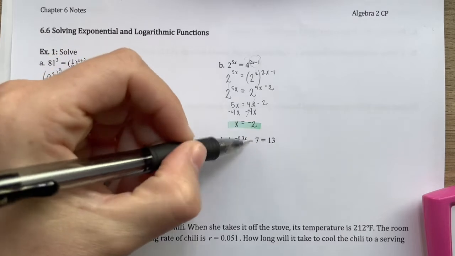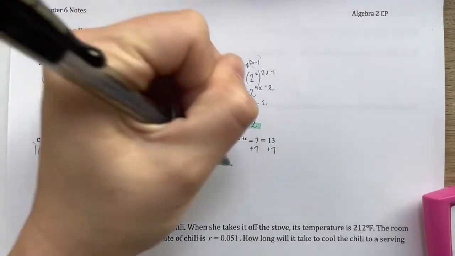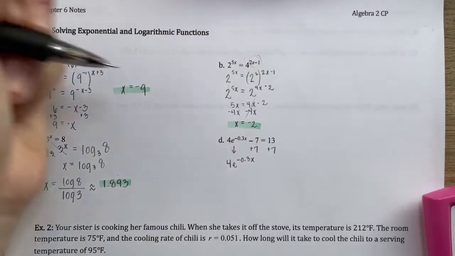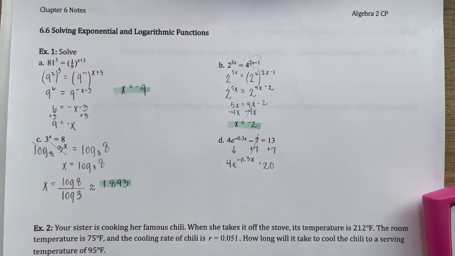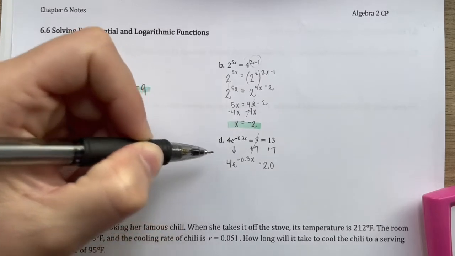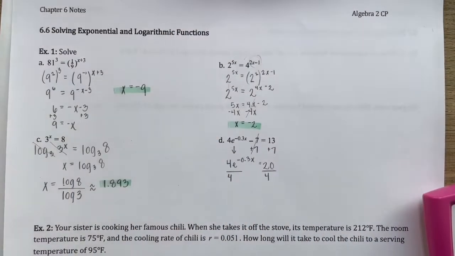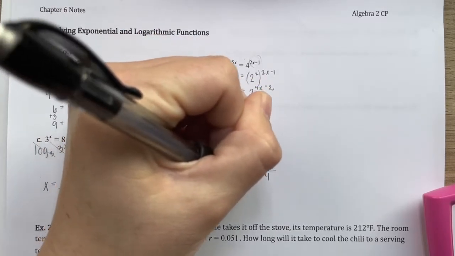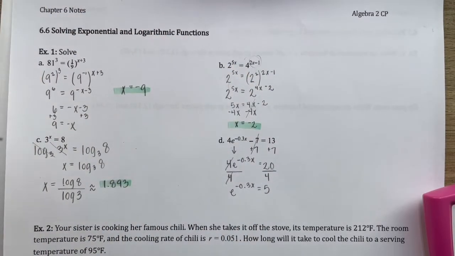So I'm going to undo this minus 7 by adding 7 to both sides. And then I'll bring down the 4e raised to the negative 0.3x. Negative 7 plus 7 cancels out. 13 plus 7 is 20. And then now the 4 is not a part of the base. The e is the base of the exponential, so I can still cancel out this 4 by dividing both sides by 4. And then 4 divided by 4 cancels out. I'm just left with e raised to the negative 0.3x equals 20 divided by 4, so 5.